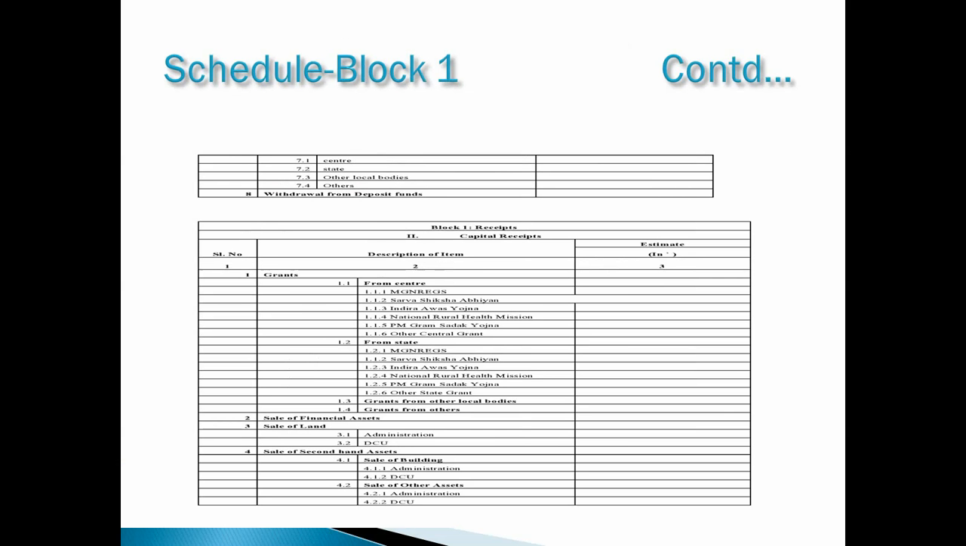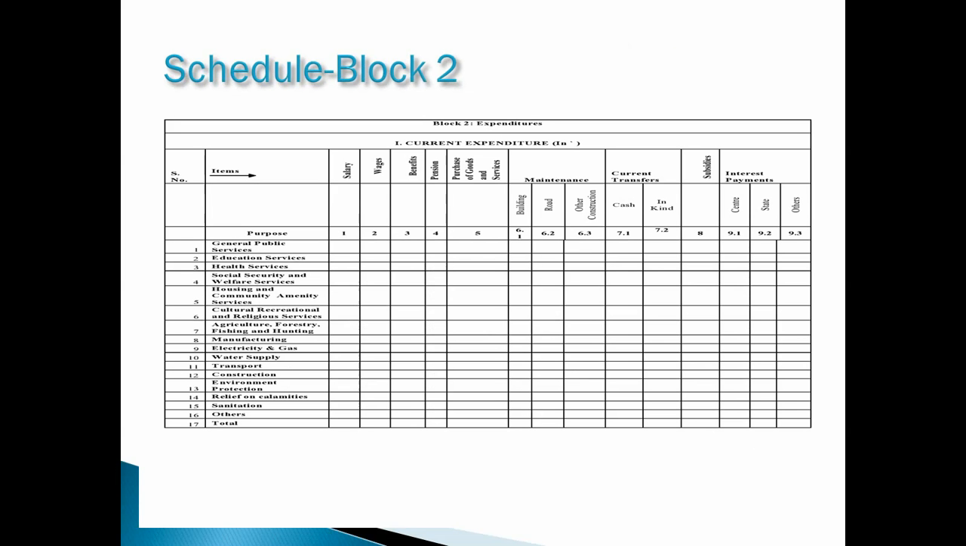Items under the capital receipt part of block 1 include capital grants from center or state, like grant from center for the MGNREGA scheme, receipts from sale of land or financial assets, etc. Block 2 captures the information related to expenditure of a local body. Same as block 1, it also has 2 parts, part 1 for revenue expenditure and part 2 for capital expenditure.